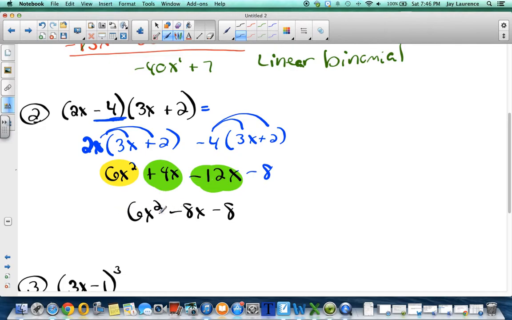Now this highest power is 2, so therefore this is a quadratic. And there's 1, 2, 3 terms. And so therefore it's a trinomial, a quadratic trinomial.